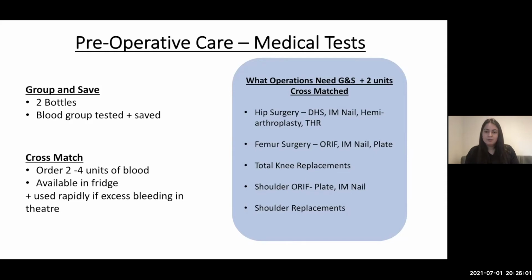So the reason we get 2 units at least ready for these patients is because they're quite big surgeries. There are quite big blood vessels around all these joints. So if there's any complication, then these patients can lose blood extremely quickly.